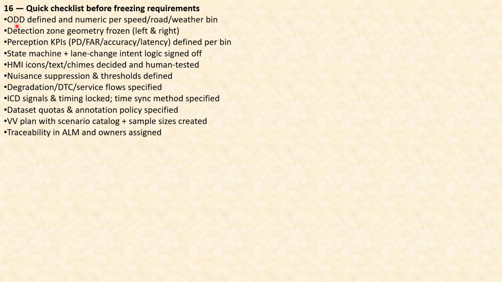So, the final checklist. First is the ODD defined numerically per speed, detection zone geometry, perception KPI, the state machine and lane change intent object, the HMI icons, the nuisance suppression, the degradation, the ICD signals and timing locked, the dataset quotas, especially when you're talking about machine learning and artificial intelligence. And the verification validation plan with scenario catalog plus sample sizes created, traceability in ALM and owners assigned. So these are the checklists before freezing the requirements.